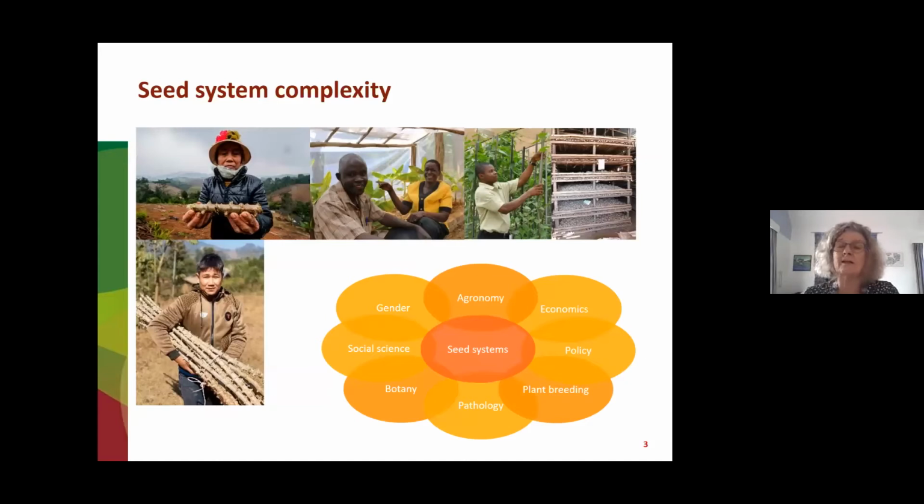Seed systems are complex. We obviously need to have skills around agronomy, but also economics, plant breeding, pathology, social science, botany, and we need to have appropriate policy and regulatory frameworks. And what I really find fascinating about seed systems is how these different disciplines and perspectives come together. And as a group, the RTB Community of Practice for Seed Systems, we work in interdisciplinary ways, and that is something that we're learning about all the time, and we hope through the continued application of tools we learn across disciplines.